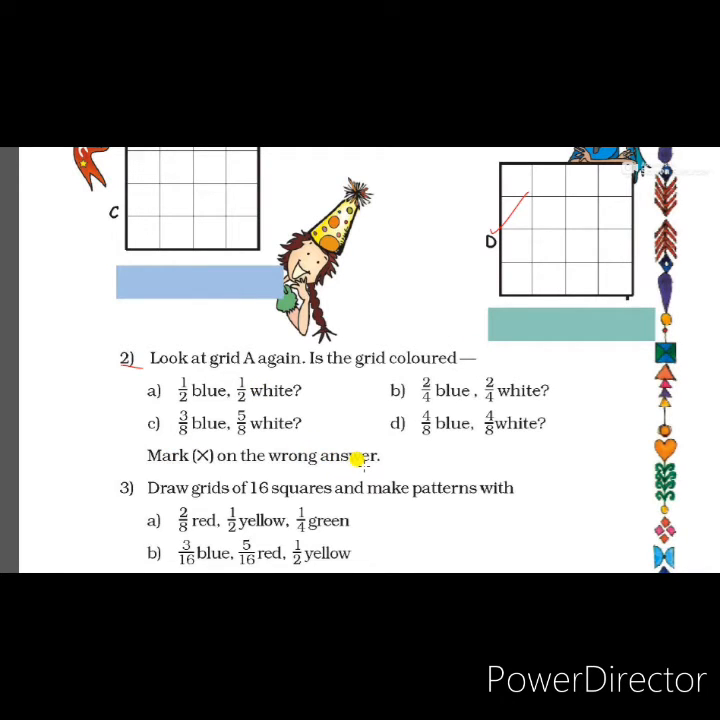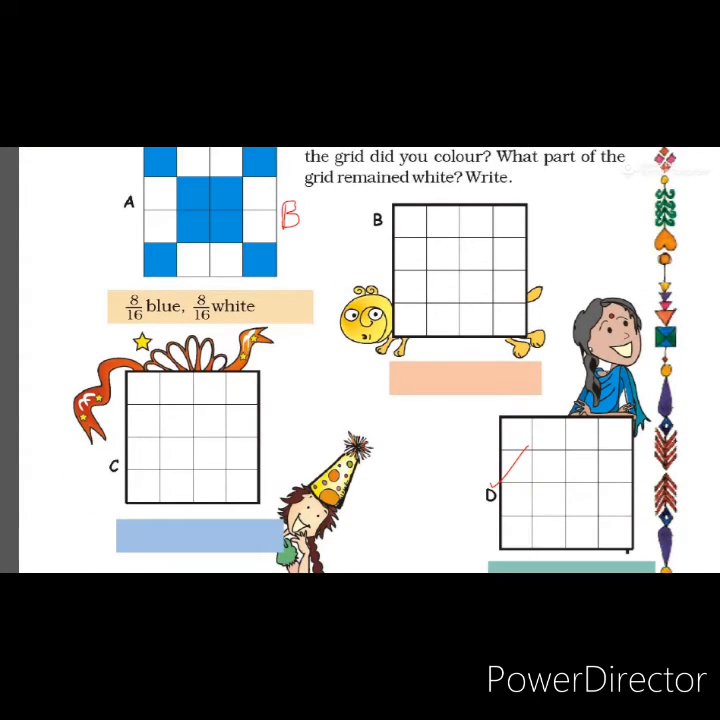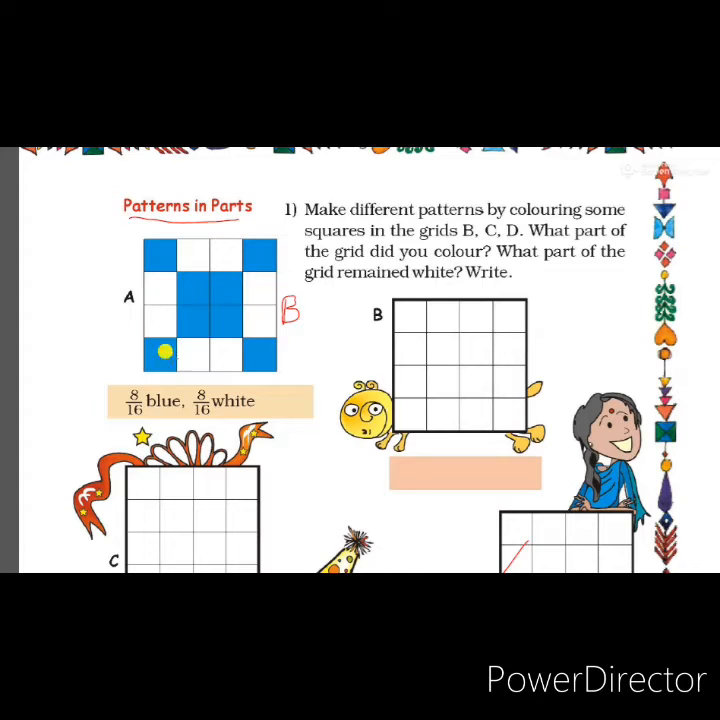To find which option is wrong, we have to do the calculation for this question. First of all, we have to see this picture, students. Grid A. See that picture. Out of 16 boxes, or 16 squares, 8 squares they have colored and 8 squares not colored. That means out of 16, half. 8 means half. Half is blue and half is white.